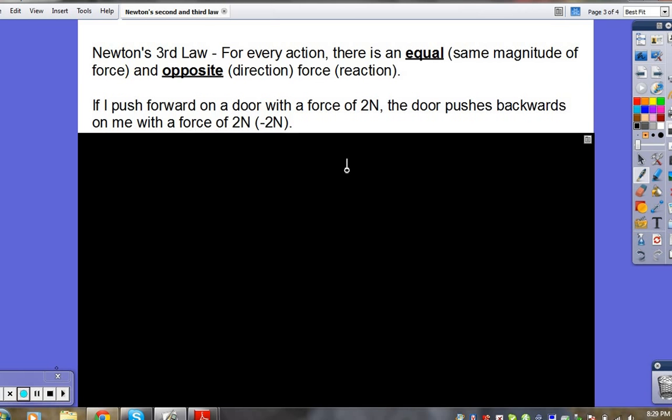So, for example, if I push the wall, the wall pushes me. Here, talking about force, if I push forward, being the direction, on a door with a force of 2 newtons, the door pushes backwards on me with a force of 2 newtons, or negative 2 newtons if you want to talk about direction. Here again, we're seeing the negative meaning the direction. And so we have seen a lot of these examples.